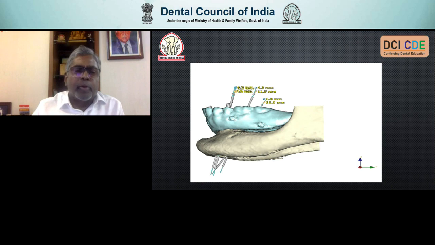It's simply because of the resorption pattern of the mandible. You can see how the mandible is completely resorbed in a fashion that if you come with an implant and go straight down, you'll go into the sublingual and submandibular spaces.